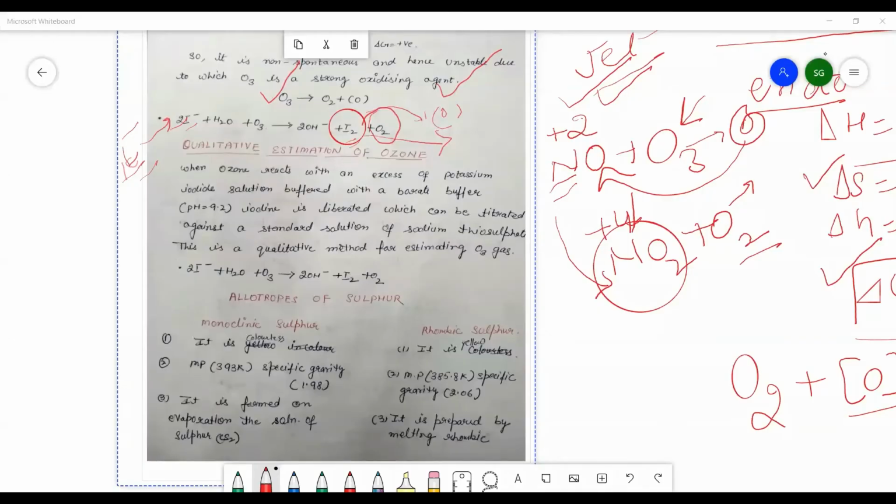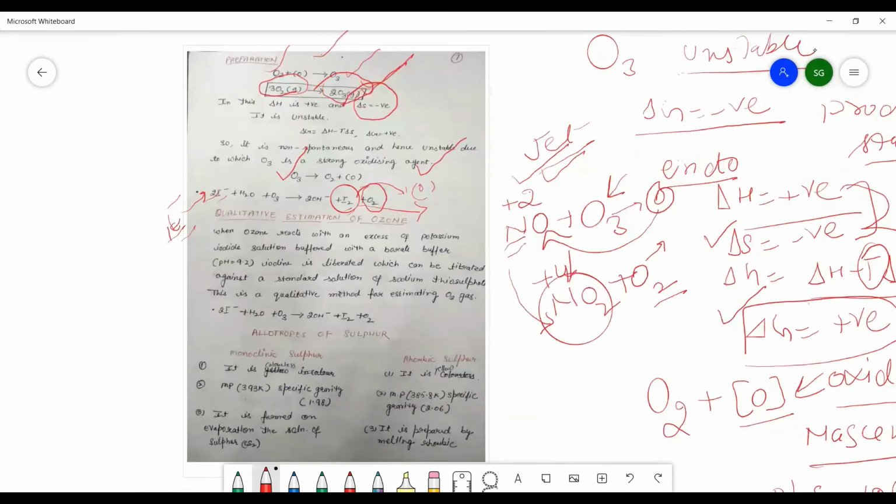Now, another topic regarding ozone is the qualitative or the quantitative estimation of ozone. So this was the qualitative estimation, and here we will do the quantitative estimation. Quantitative estimation means how much ozone is present. But you can see ozone is a gas. Because of weak intermolecular forces, weak van der Waals forces, the ozone molecule is a gas. So how can we determine how much ozone gas is present in the atmosphere or anywhere else?